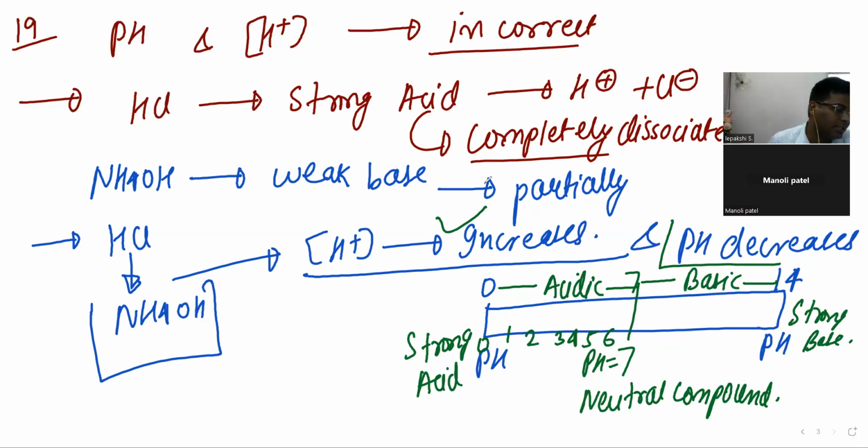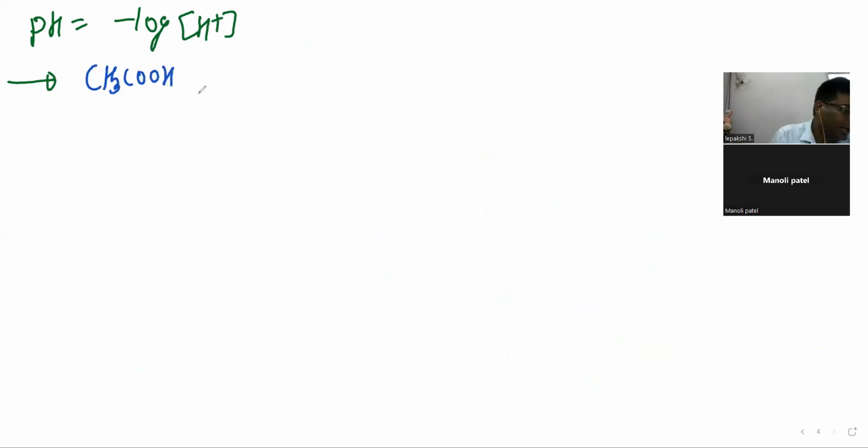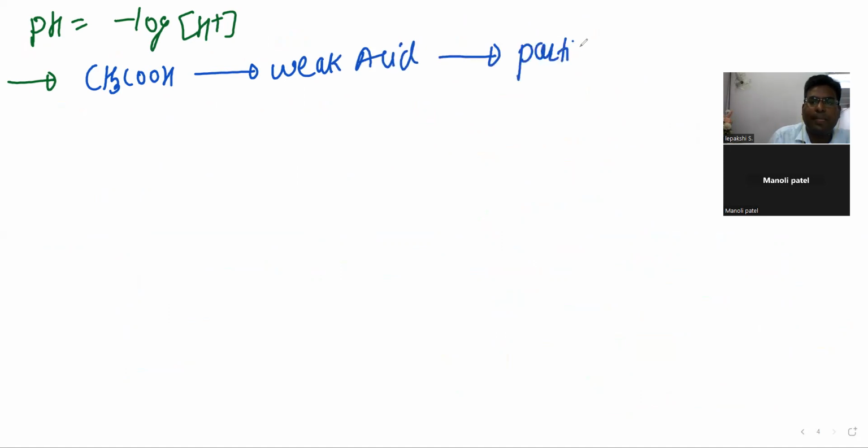So according to the pH, we know the formula now. It is defined as pH is equal to minus log of H plus ion concentration, right? Now see the next case. When we are taking acetic acid, suppose CH3COOH, this is a weak acid. What does a weak acid do? It partially dissociates, right?